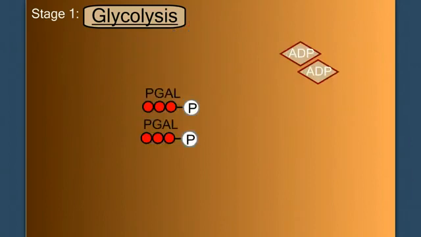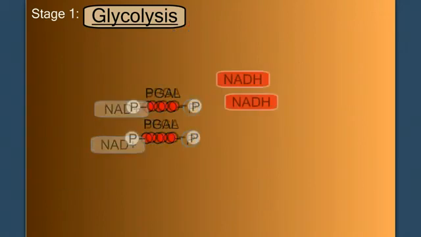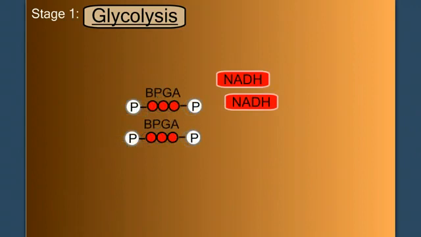Now these 2 PGAL molecules are used to reduce NAD plus into NADH, and in doing so the PGAL are converted into BPGA, or biphosphoglycerate. Now these two molecules of NADH are carrying for us high energy electrons. They're very similar to the electron carriers NADPH that we saw in photosynthesis, but obviously minus a phosphate, so it's NADH. But these two molecules have a lot of energy left in them. They're carrying those high energy electrons, and that's energy we can tap into later.